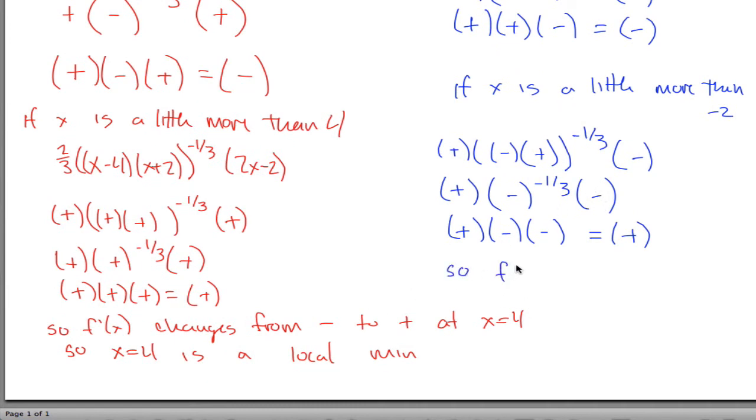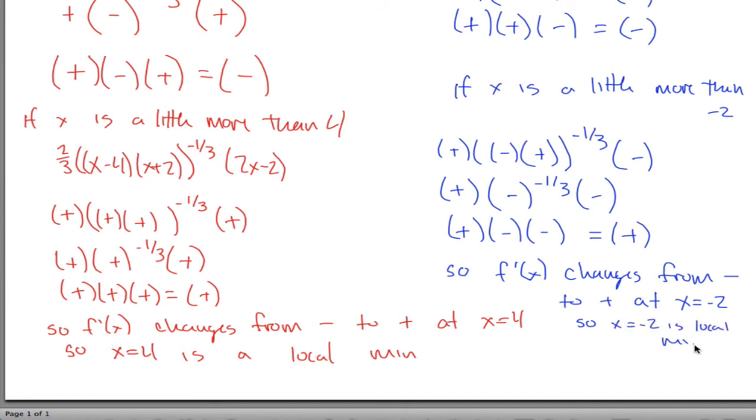So f prime of x changes from positive to negative at x equals negative 2. Wait, is that true? No, it changed from negative to positive. I wrote that wrong. It changes from negative, my answer up here, to positive at x equals negative 2. So x equals negative 2 is a local min.